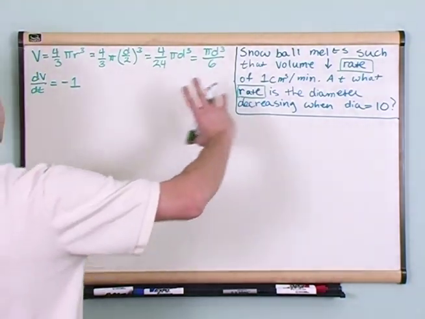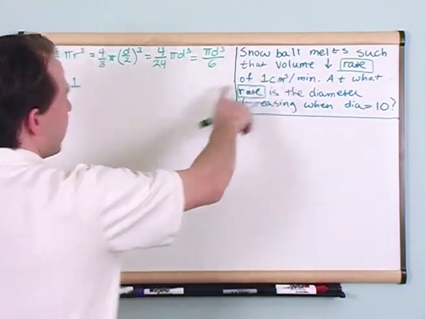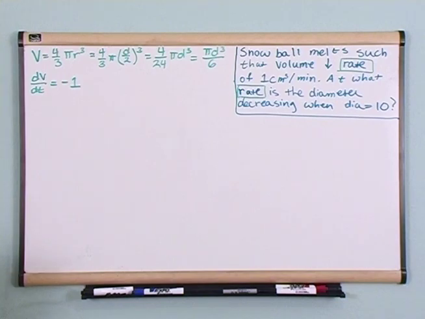If the volume were getting bigger, it would be a +1. So you kind of have to read between the lines in these problems and figure out what sign the derivative actually is. So what are they asking us to find?